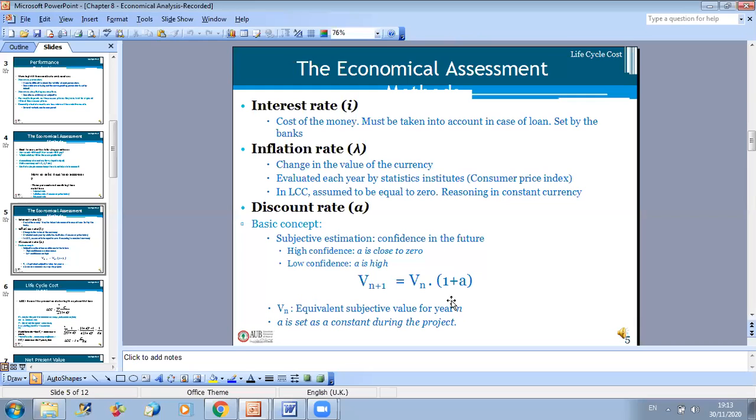Mathematically, I can write it in this equation: the value at year n plus 1 is equal to the value at year n times 1 plus A. So the ratio Vn plus 1 over Vn is equal to 1 plus A. This means that if I have confidence in future, A will be close to 0, and the cost of a certain object will nearly remain the same with time. However, if I have low confidence in future, then with time, the cost of a certain object will increase.